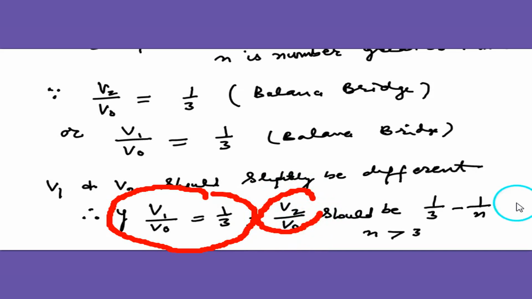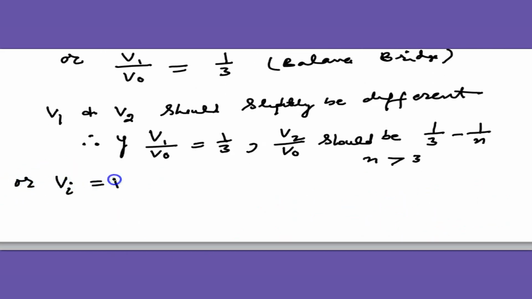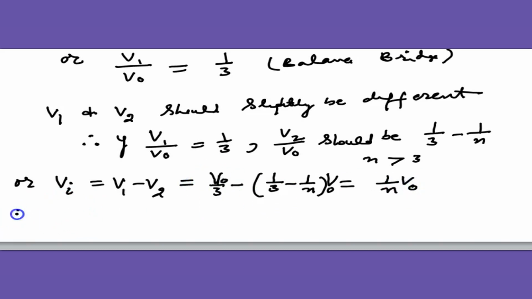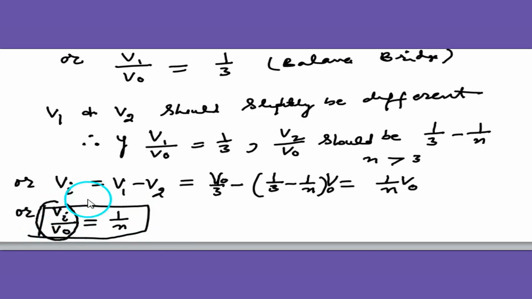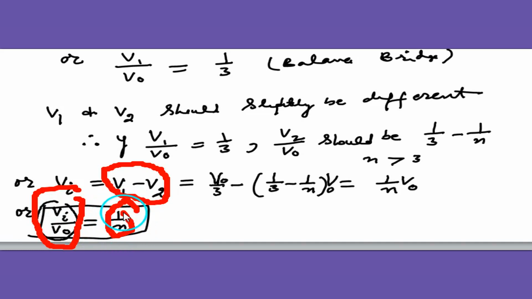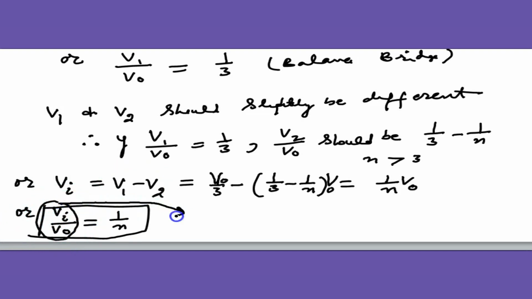V2 over V0 should not be equal to 1/3, but it should be 1/3 minus 1/n. n should be greater than 3. Then that will be good, and the problem will be solved. So VI signal, input signal becomes V0 over n, n is greater than 3. VI over V0 is also the feedback signal. VI is V1 minus V2. This is the feedback signal, feedback fraction you can say, and it is written with beta. So beta is equal to 1/n here.